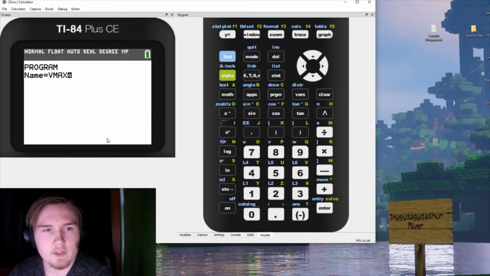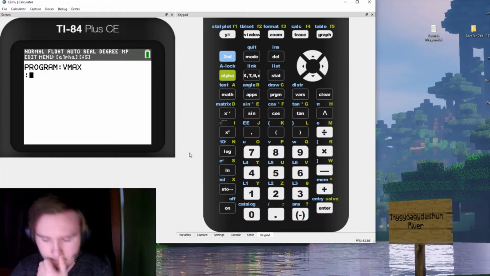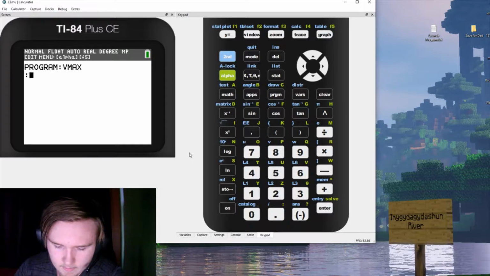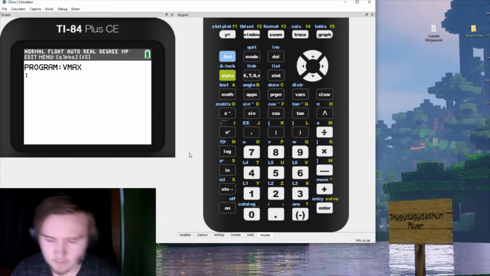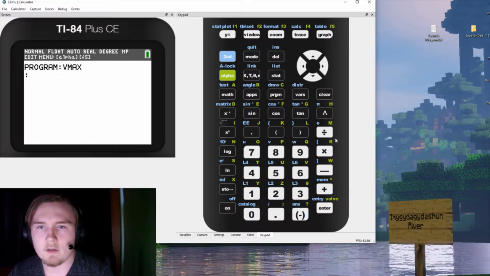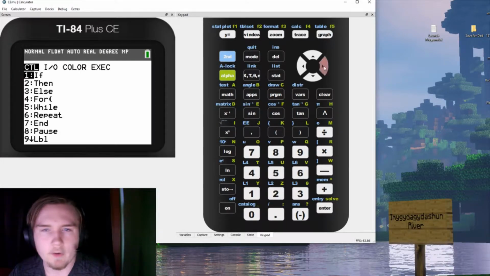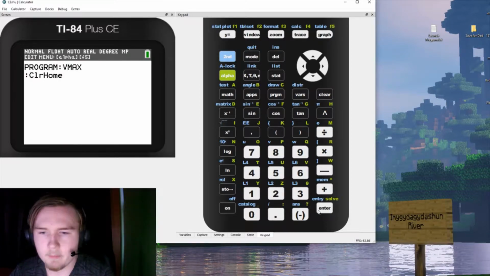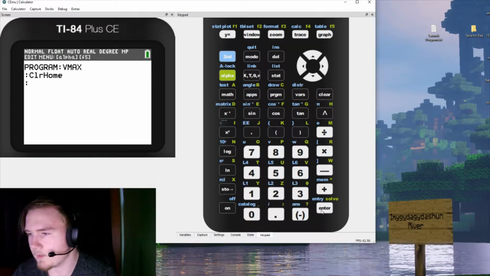We're going to start with creating a program called Vmax, and let's get it started here. I'm going to open it up on my calculator and copy it. So first things first, as always, you're going to go program, input output, and press 8. That's clear home. It just wipes your screen and makes programs work a lot nicer.